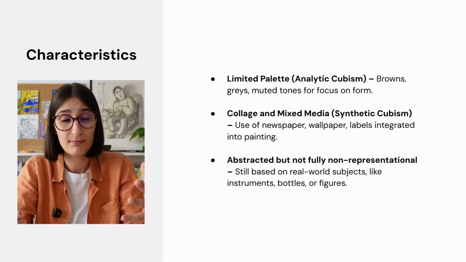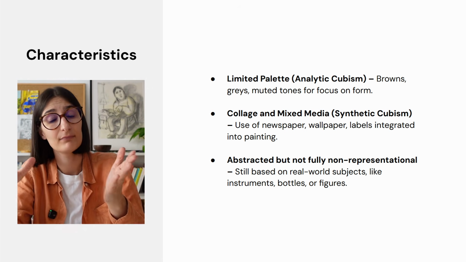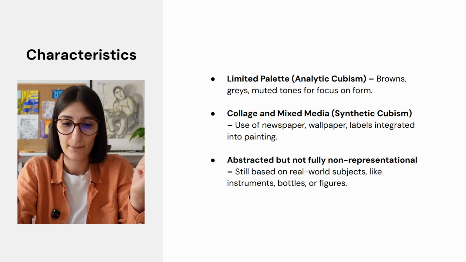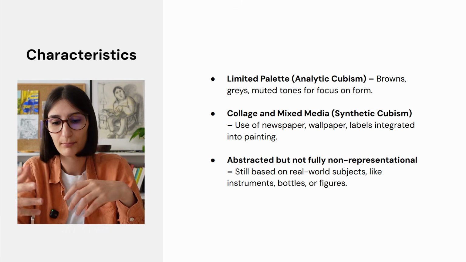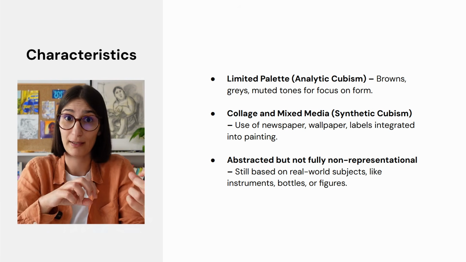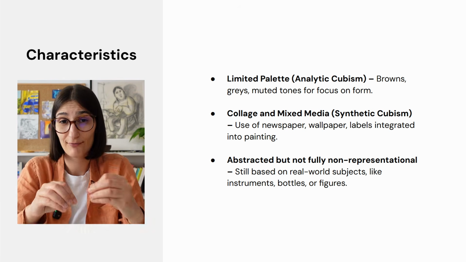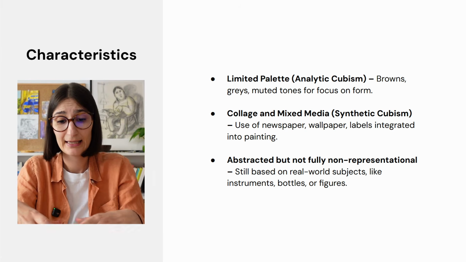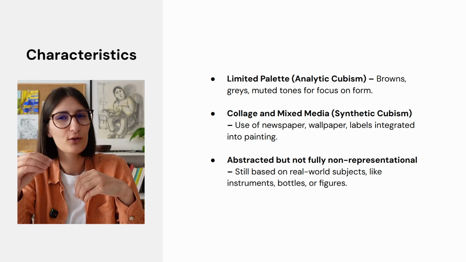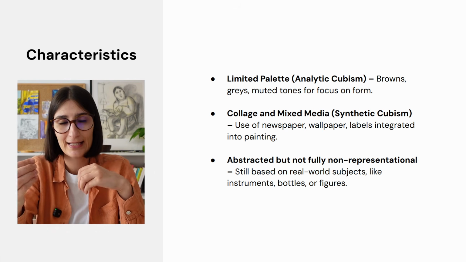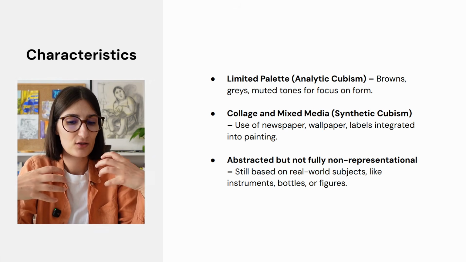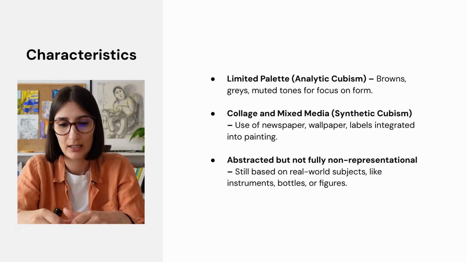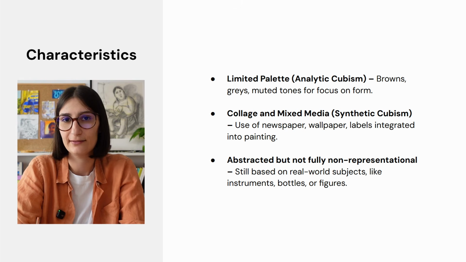Then collage and mixed media in a second part of Cubism called synthetic Cubism, where they used newspaper, wallpaper, labels integrated into paintings. So this introduction of everyday objects into the paintings was groundbreaking. Then it was abstracted but not fully non-representational. The paintings were still based on real-world objects like instruments, bottles, and figures.